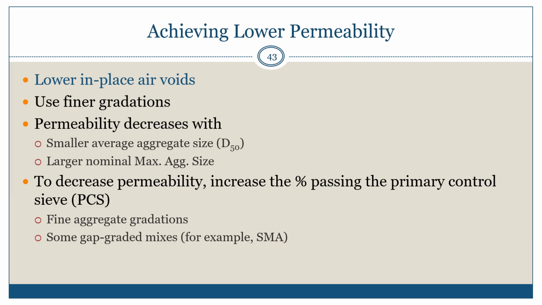Okay, so if we want our mix design to have low permeability, how do we do that? Well, the first thing is to use a finer gradation. Permeability decreases with smaller average aggregate size, that is the D50, meaning the aggregate size which is the median in the middle of your distribution. It also increases with larger nominal maximum aggregate size. A good way of looking at this from a practical point of view: if you want to decrease your mixture permeability, increase the percent passing the primary control sieve.